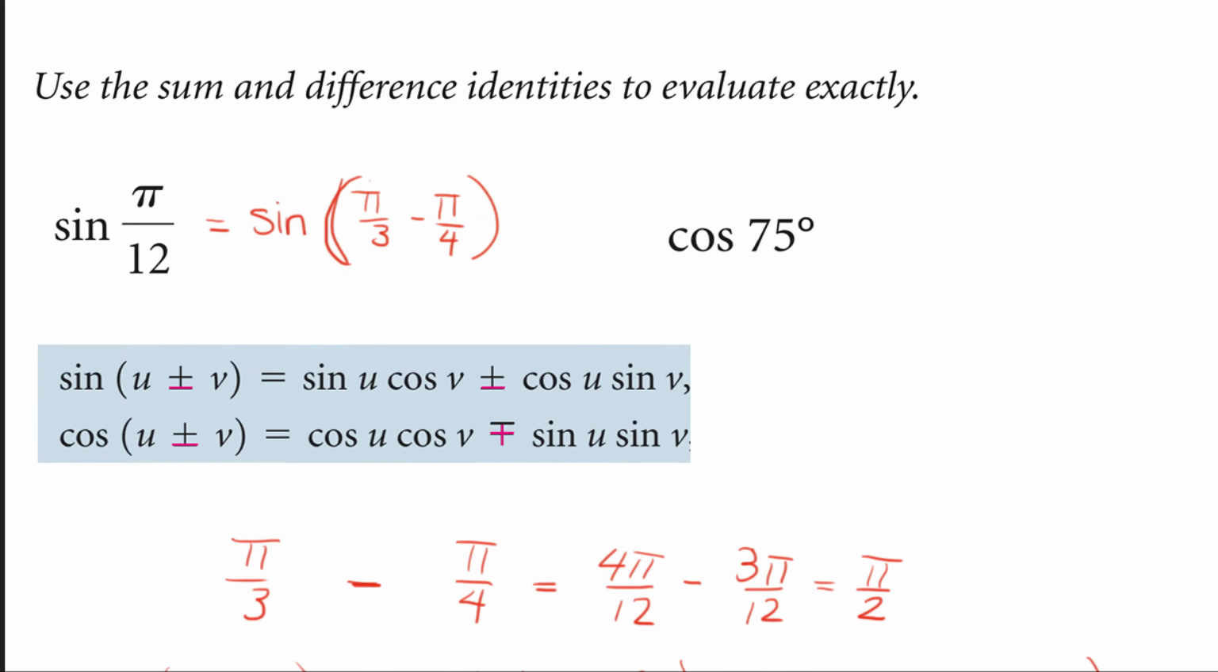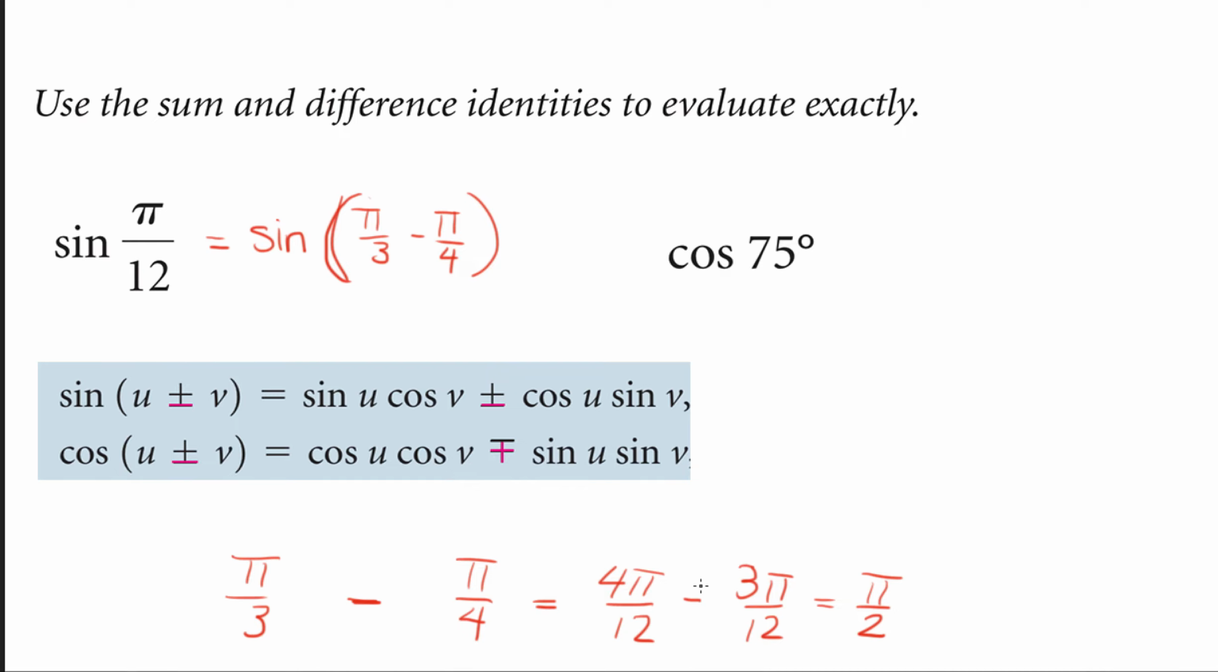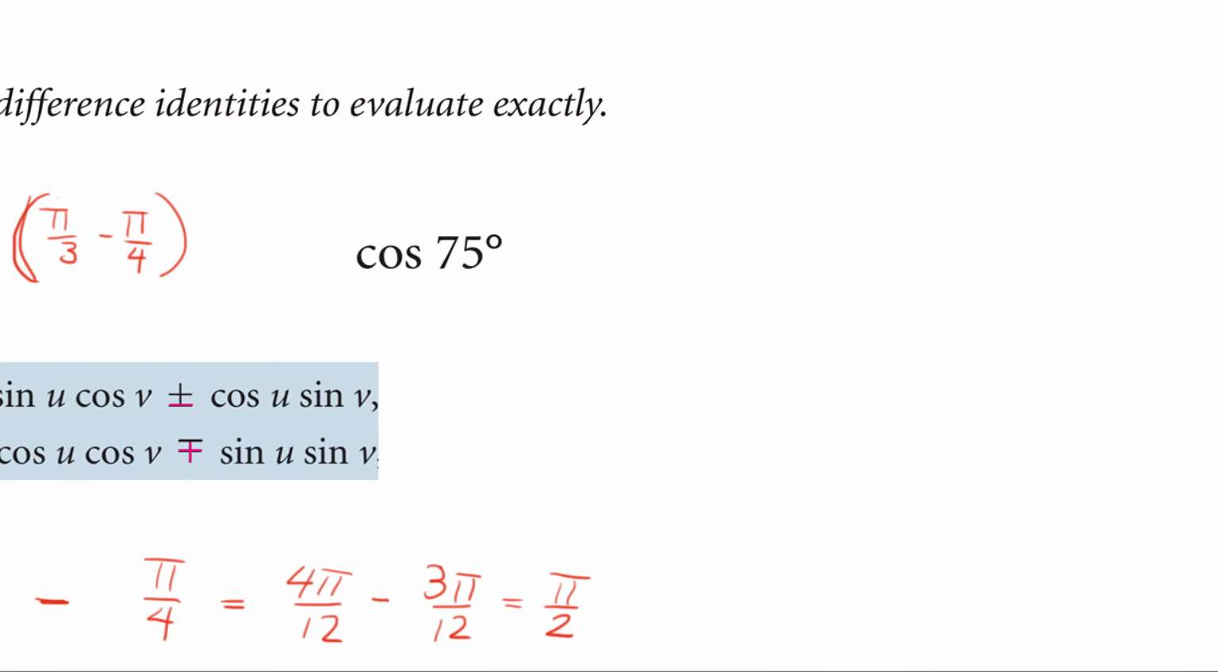Now let's do the same thing for cosine of 75 degrees. Well, again, do we know two angles that if you add them or subtract them gives you 75? Again, I will use 45 degrees and 30 degrees. And how am I going to use it? Well, you guessed it, adding them. So 45 degrees plus 30 degrees.